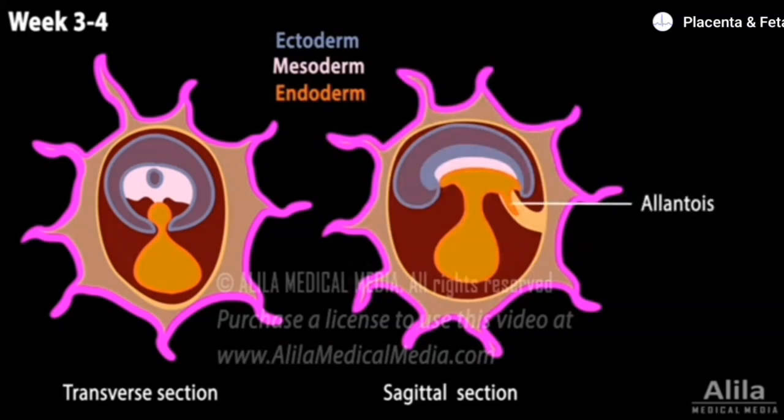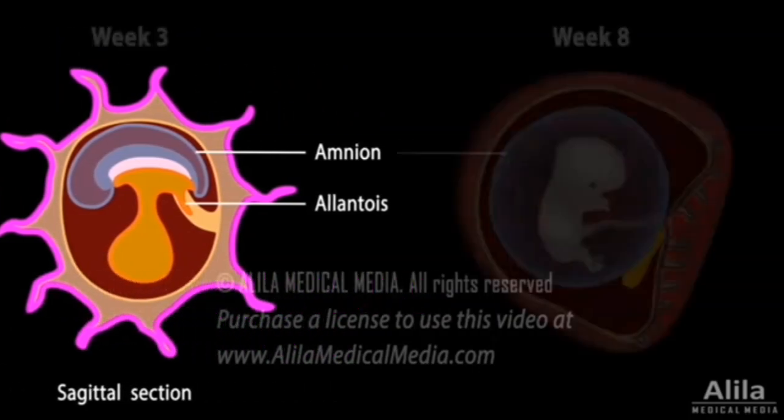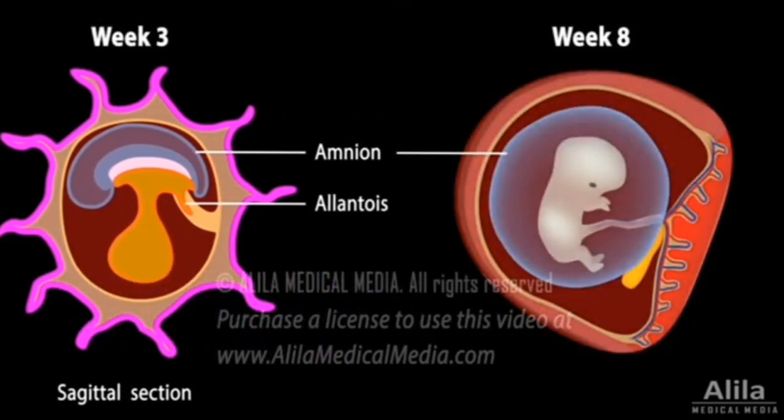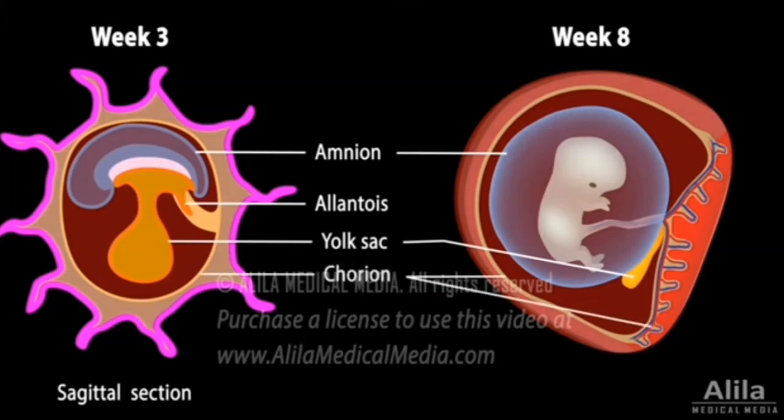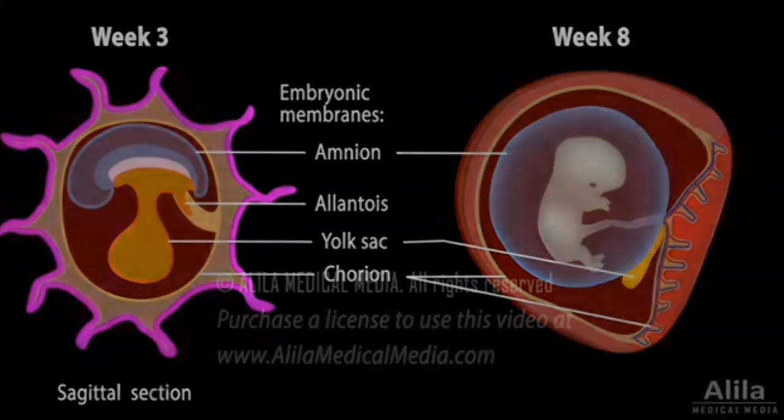The yolk sac gives rise to the allantois, a primitive urinary bladder, and part of the umbilical cord. The amnion grows to surround the embryo by week 4. It is filled with amniotic fluid, which protects the embryo from trauma and temperature fluctuations. The fluid also allows the fetus to move freely and prevents adhesion of body parts. The yolk sac, amnion, allantois, and chorion are the 4 embryonic membranes.